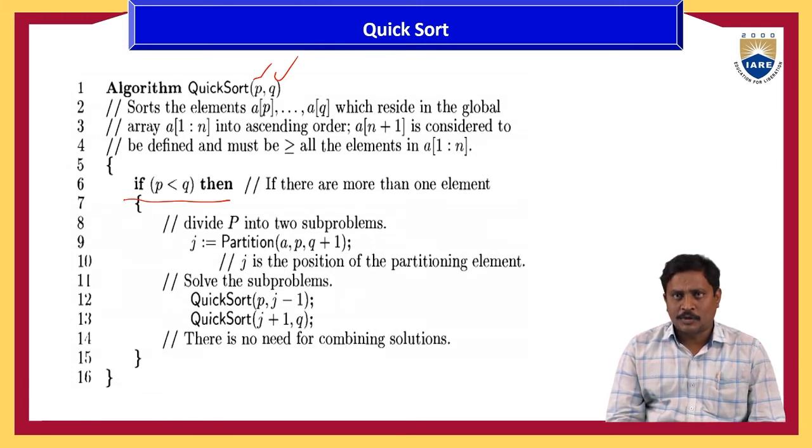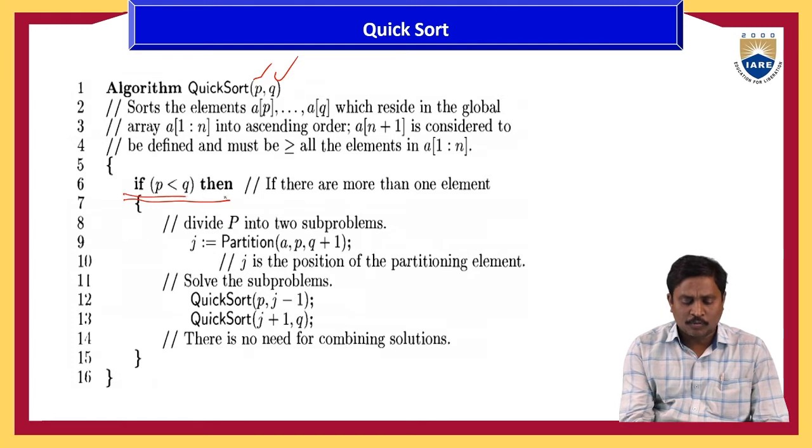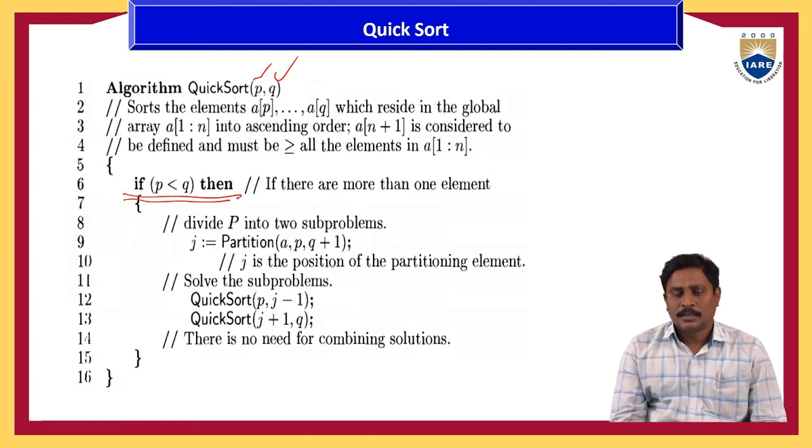If P is less than Q, meaning the starting position value is less than the ending position value, then more than one element is there. Now we are going to sort those elements. So if P less than Q, then J equals partition algorithm: Partition(A, P, Q plus 1). So we partition the array into two subarrays.